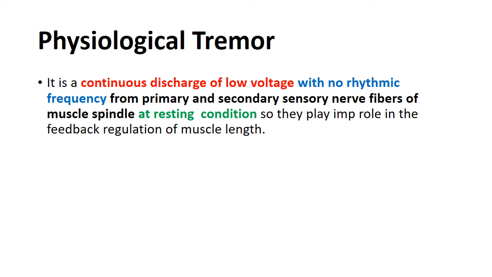Now, what is a physiological tremor? 3 things you must remember: continuous discharge, second, low voltage, third, no rhythmic frequency. Fourth thing, it is from primary and secondary sensory nerve fibers of the muscle spindle. And fifth thing, at the resting condition. The physiological tremor is invisible. We cannot see it by the naked eye, but it plays an important role in the feedback regulation of the muscle length. So it is a continuous discharge of low voltage with no rhythmicity, and this is due to the primary and secondary sensory nerve fibers of the muscle spindle, and this is done at the resting stage.